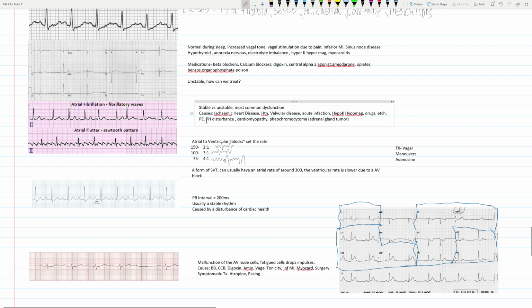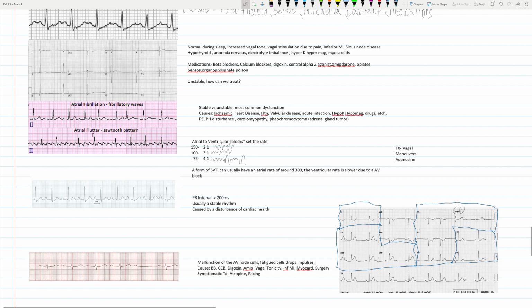We also have PE, pH disturbances, so a disbalance of homeostasis, cardiomyopathy, and pheochromocytoma, sorry. This is basically just a tumor in the adrenal glands of the kidney, okay?